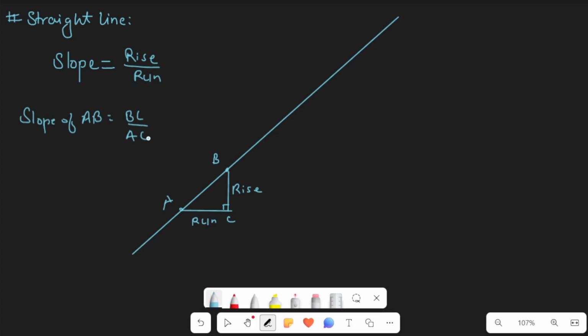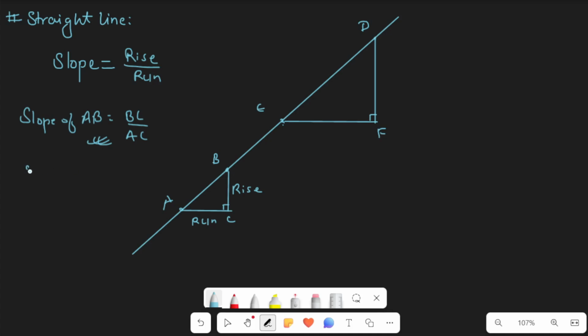Now, we want to see that the slope of a straight line is fixed. That is, if you take any 2 points, say here's another point C and here's another point D, you can calculate slope of CD. It will be equal to slope of AB. We are going to show that. Okay. First, let's find its rise and run. So let's call it E, let's call it F.